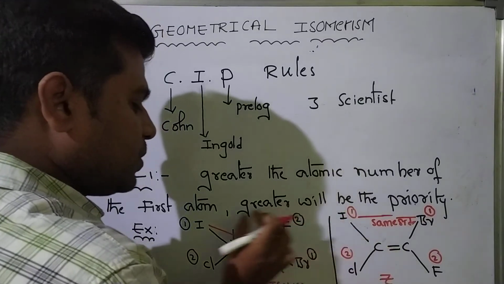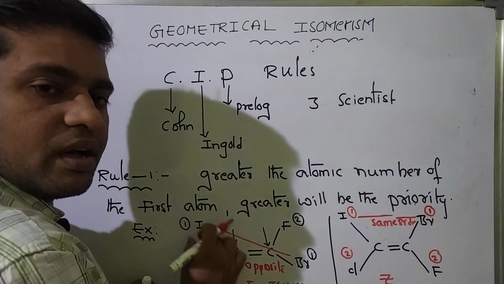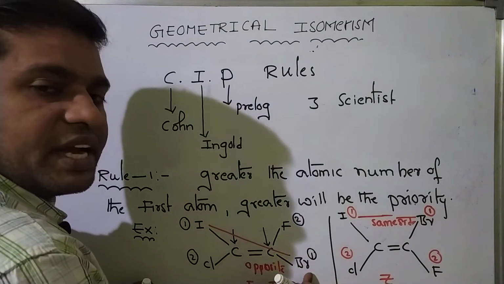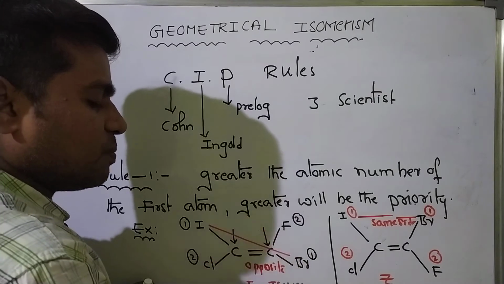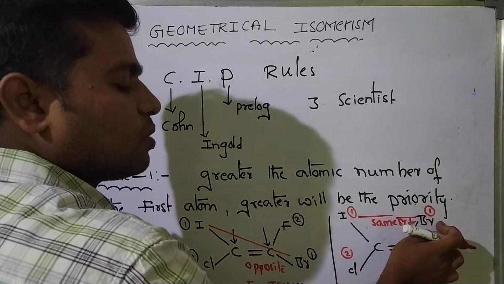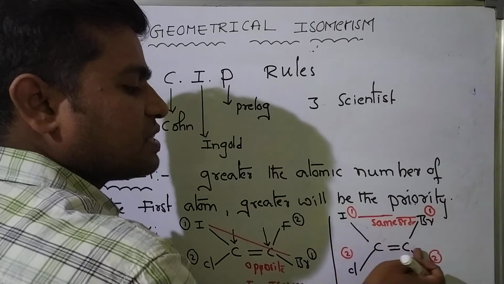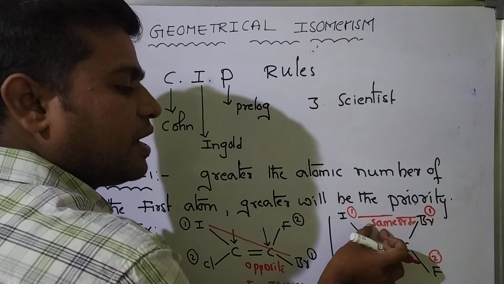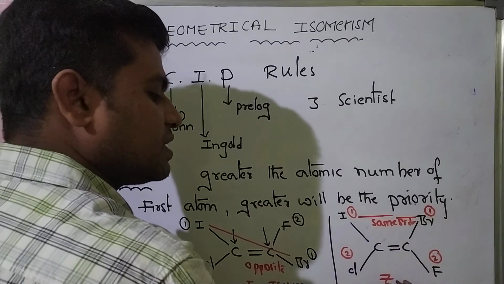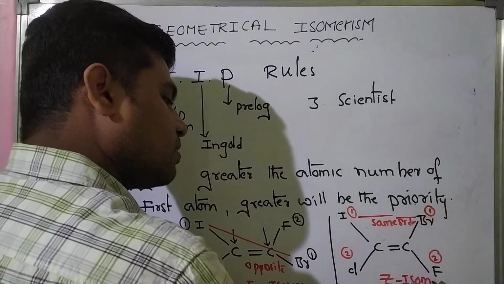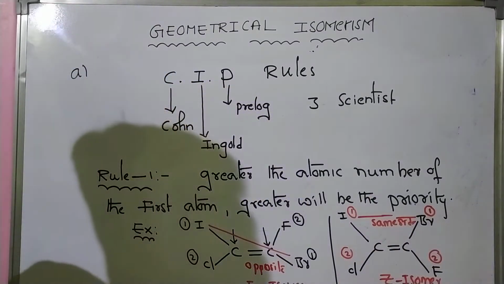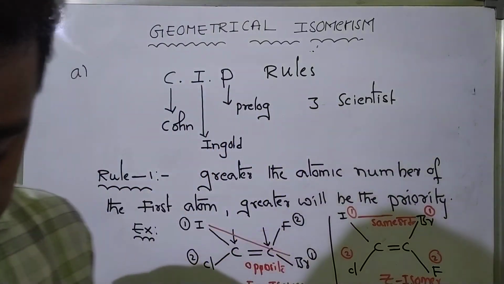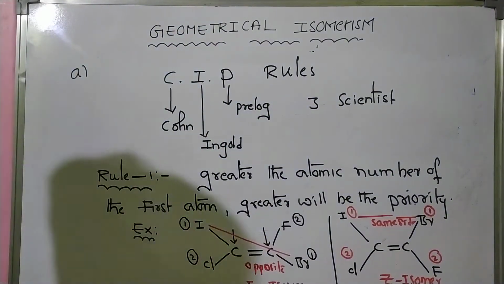So if first priority groups lie on the opposite side, definitely that is E isomer. If the first priority groups lie on the same side with respect to the carbon-carbon double bond, that geometrical isomer is called Z isomer. This is Z isomer. Okay, students, I think you understood. Please note.